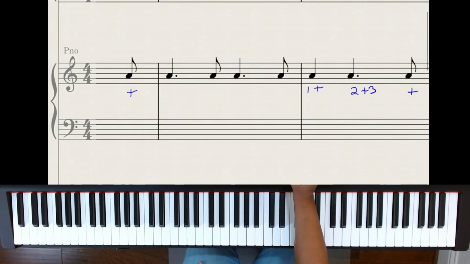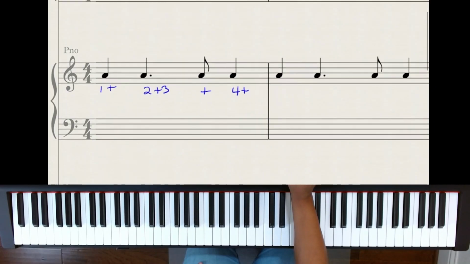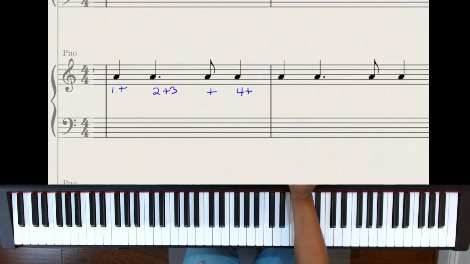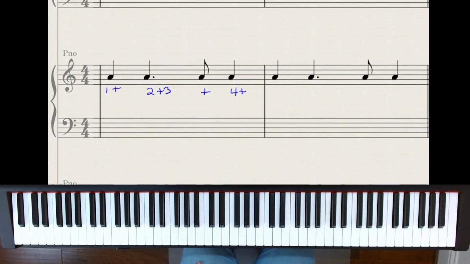For the next example, we now have a quarter note followed by a dotted quarter note, followed by an eighth note, and ending with a quarter note. So we're still subdividing here. So I'm going to go ahead and clap this one out. 1 and 2 and 3 and 4 and 1 and 2 and 3 and 4 and. And now I'm going to go and play it.